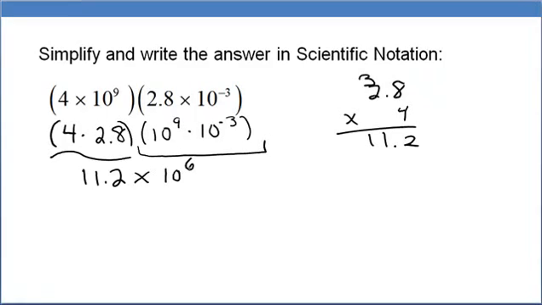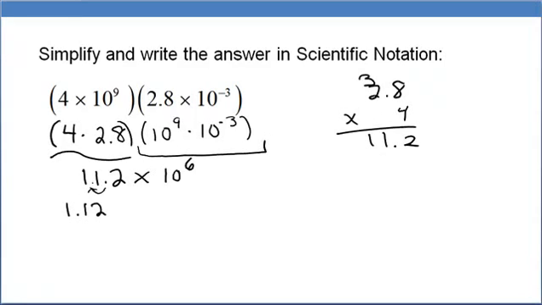Right? We finished the multiplication, but our answer is not in scientific notation. The problem is the 11.2. Your number part has to be between 1 and 10. So I'm going to work on this a little bit. I need my decimal to be here, between the ones. So if I change that, I have 1.12.